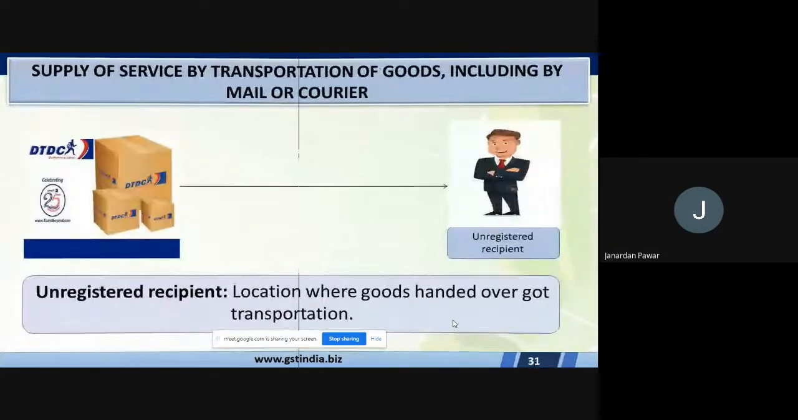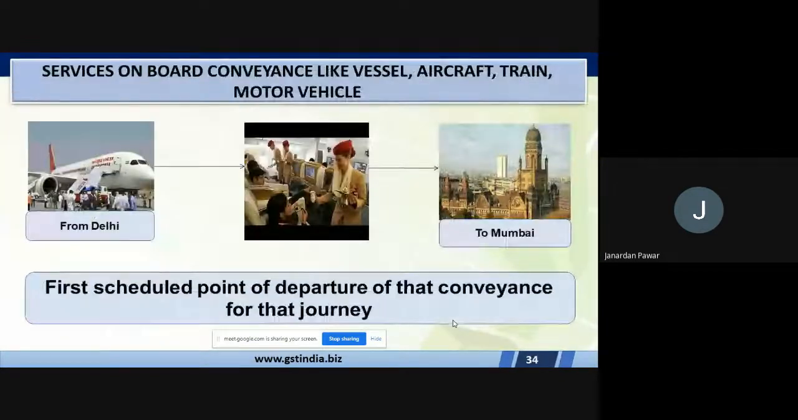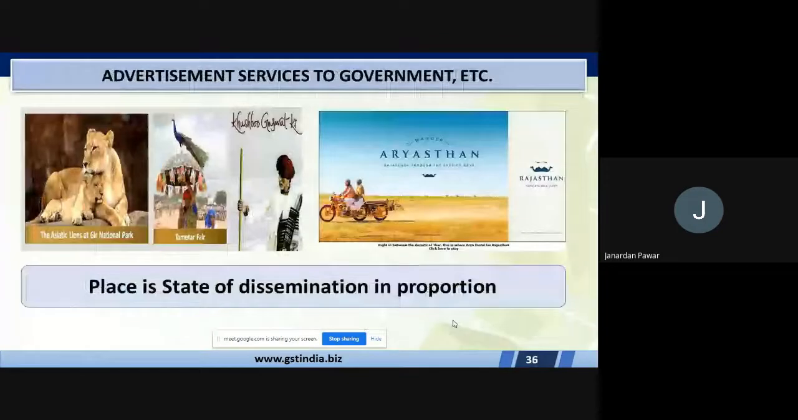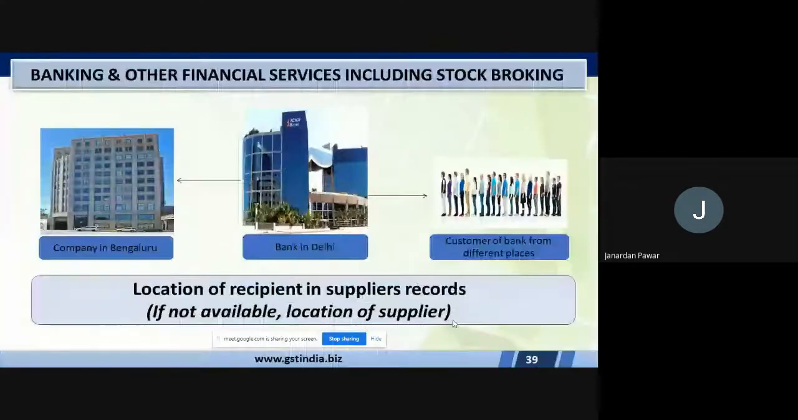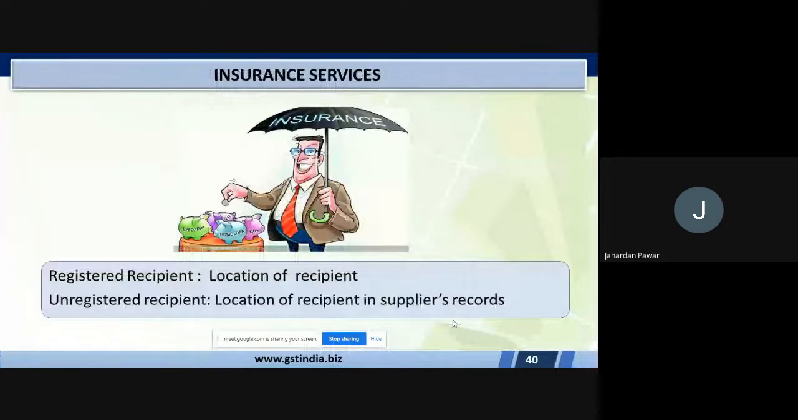So we have done with slide number 40, and that was related to insurance related services. We have decided the place of supply on the basis of two different parameters. If it is registered, then whatever is the location of the recipient is called the place of supply. And in case of an unregistered recipient, whatever is the record with the supplier could be the place of supply.